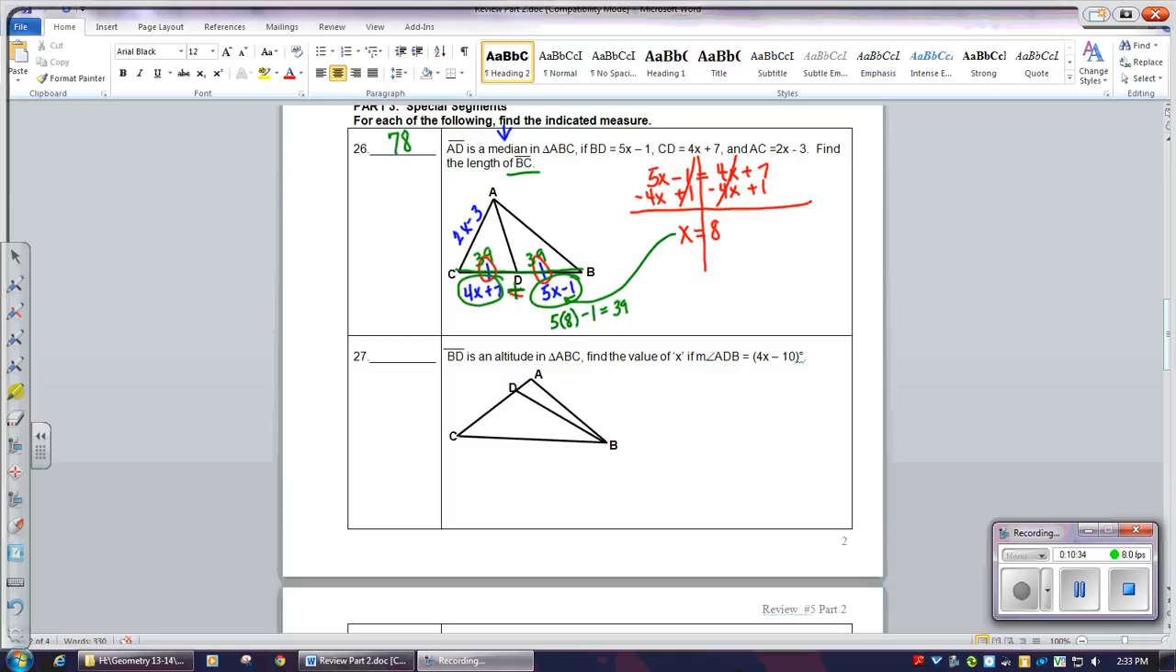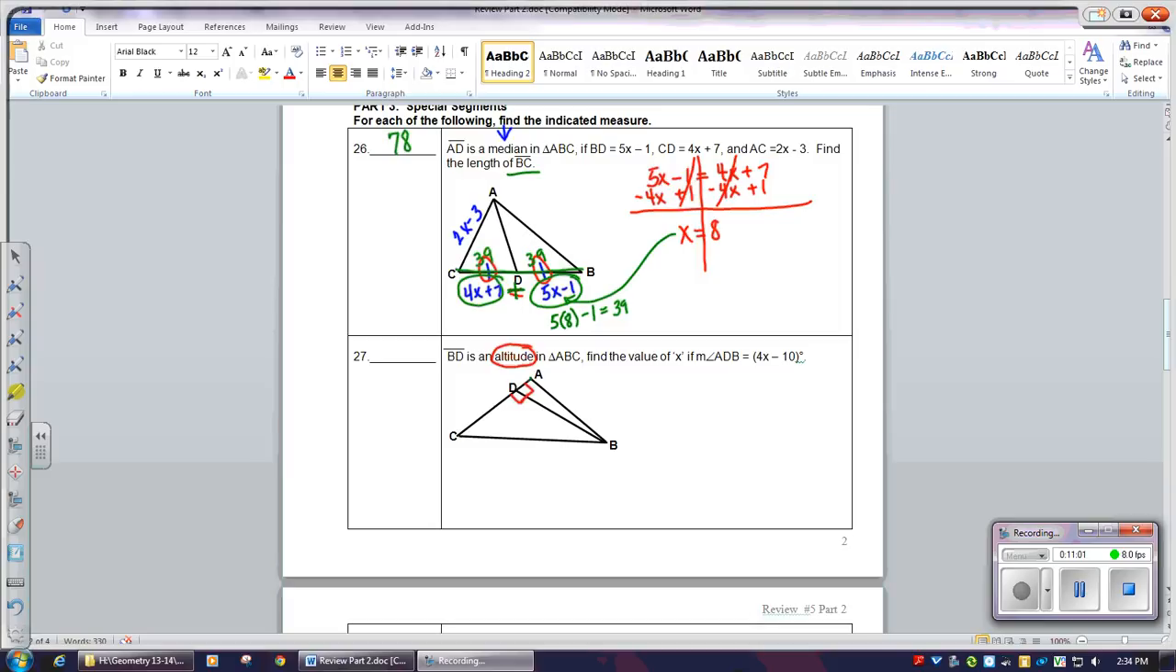Number 27 says BD is an altitude. What is an altitude? It is a distance, the height of something. And the height of something we measure perpendicularly. So BD is an altitude, that forms a right angle. If that's a right angle, so is that. Mark your picture first. What does the word mean? Go mark the picture. Find the value of x if angle ADB is 4x minus 10.